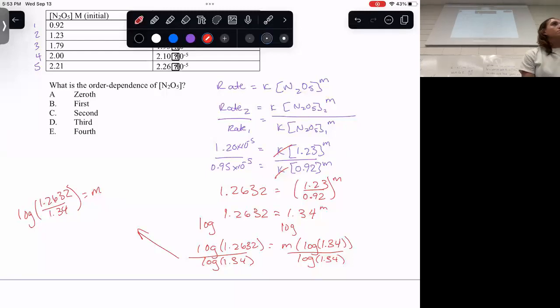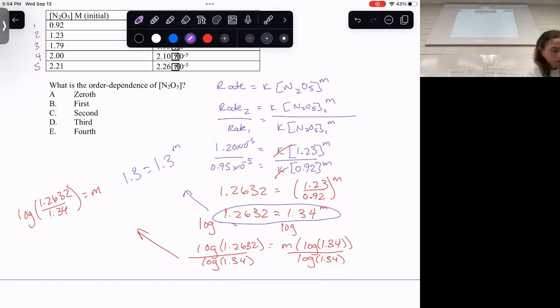Since this is pretty close, if you just used your rounding error, rounding math, you could probably say this is 1.3 is equal to 1.3 to the m, and then you can say m is equal to 1.